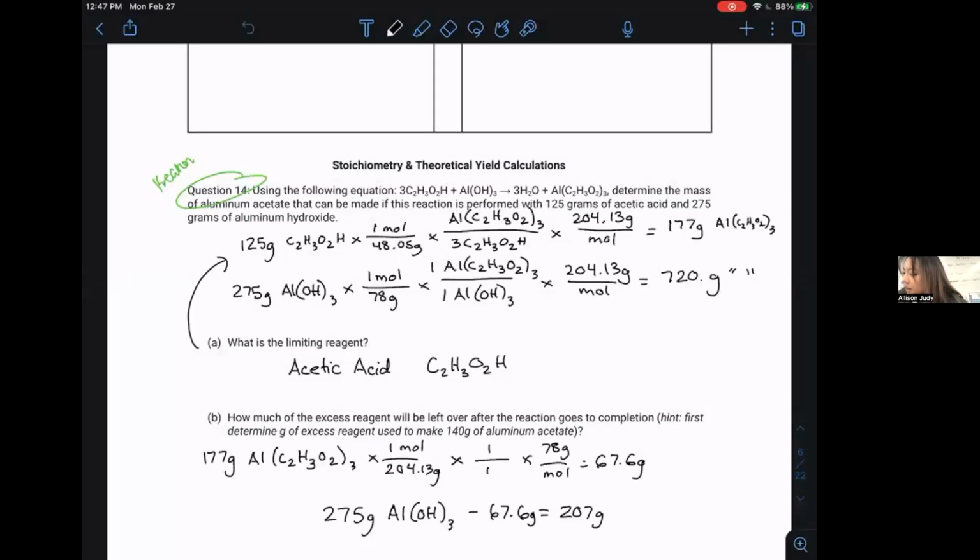So for this warm-up problem in our workbook that Keaton went over, you were asked to find, if this reaction started with 125 grams of acetic acid and 275 grams of aluminum hydroxide, what's the maximum amount of product, aluminum acetate, that could be produced?